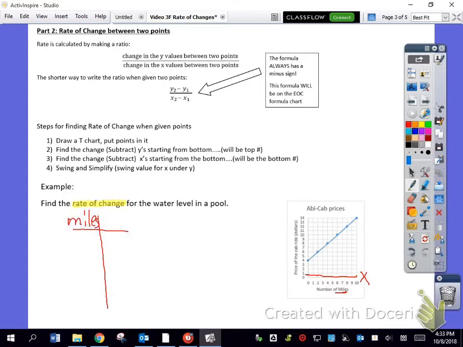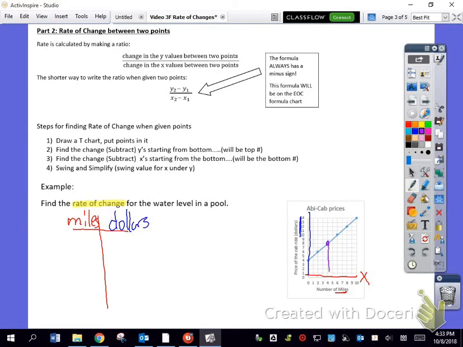And the y-axis is in dollars. It is the vertical, the up and down. Okay, so you got miles and you got dollars. It does not matter which point you use. It does not matter at all. So I'm just going to pick some.